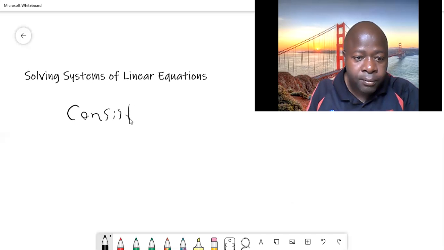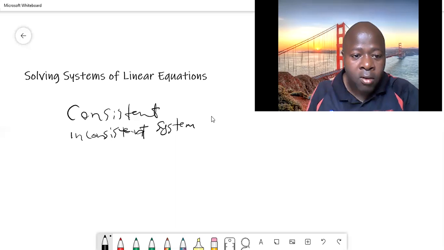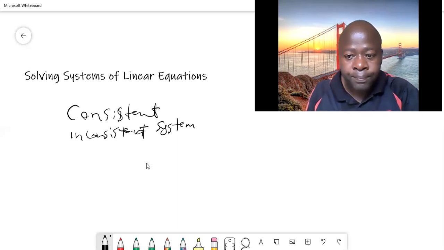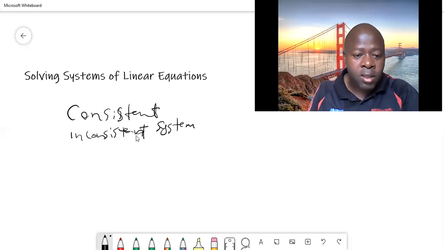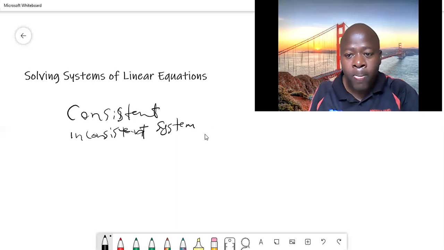Consistent system and inconsistent system. So as I've already said, a consistent system is that has solutions or a solution, while inconsistent system is that has no solutions. So we'll look at examples on how to solve systems of linear equations.